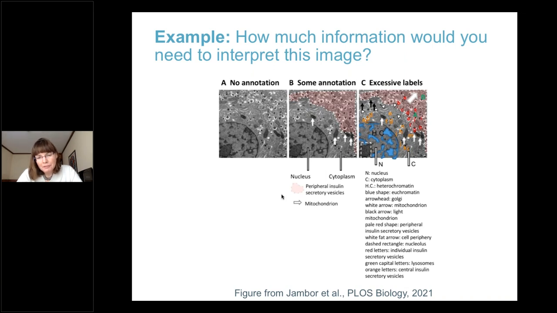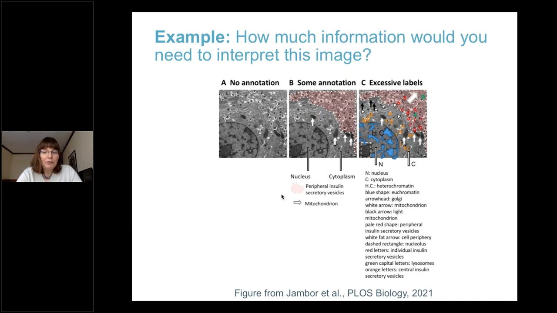represents, I have to read all the way down until I find the letters for blue shape. And then I can see that that is euchromatin, and so on and so forth for every other structure. So not only do we have excessive labeling, we also have a legend that's not very informative or helpful and actually makes it quite difficult for us to interpret this image.